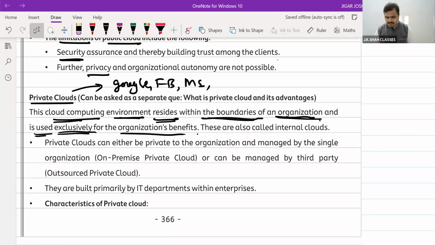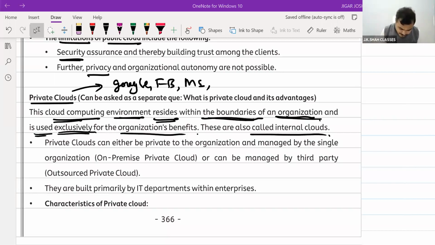Tell me, people, if your father has constructed a bungalow for you, it is exclusively only for your family, no? Or will you ask outsiders, everyone, to come and stay over there? No, sir. We will only stay. See this. These are also called what, people? Internal cloud.